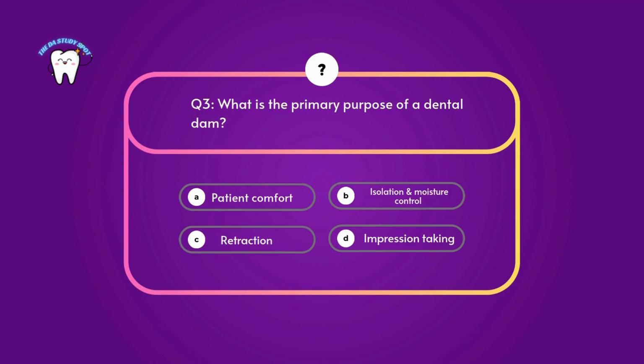Question 3. What is the primary purpose of a dental dam? A. Patient comfort, B. Isolation and moisture control, C. Retraction, D. Impression taking.